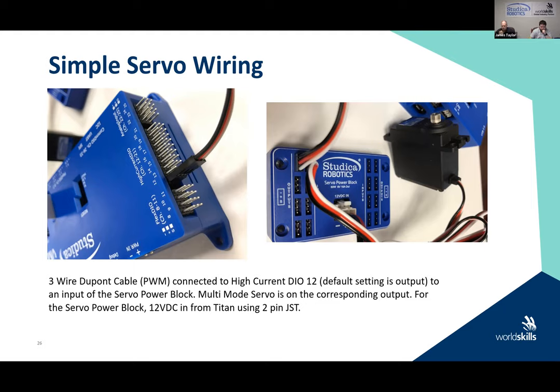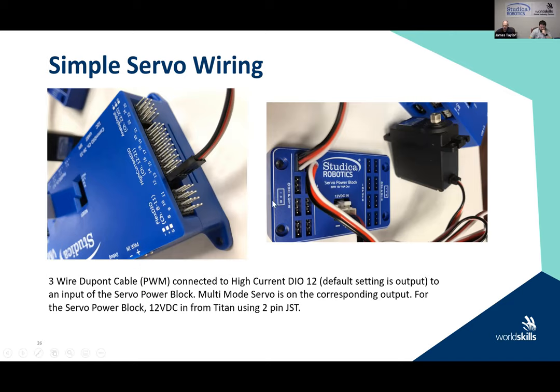Right. So with that, you're going to take a three-wire DuPont cable. You're going to come out of channel 12 on the high current DIO. You will go into an input on the servo power block, and then the output of the corresponding servo power block is where we plug the servo motor in. You need to supply power to the servo power block, and that's done from the Titan, with that 2-pin JST cable.